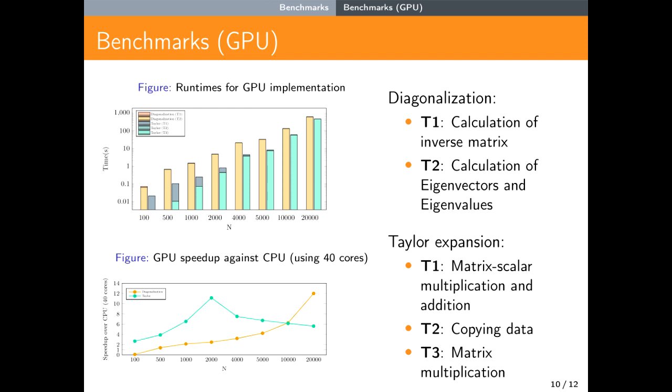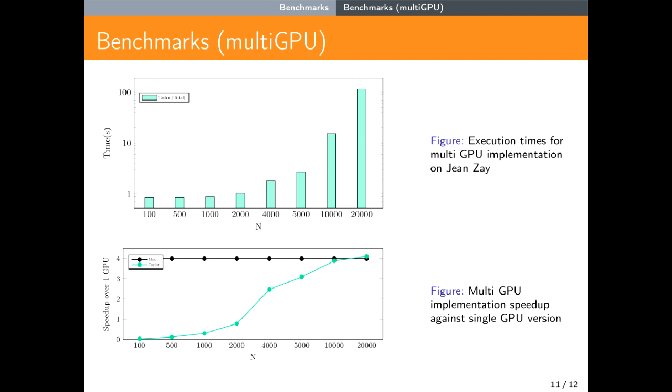as you can see in the second figure. And finally, for the MultiGPU version, we couldn't finish an efficient implementation of the diagonalization, so we just have the Taylor expansion. And as we can see in the results, we have a very efficient implementation, since for the big instances like 20,000 and 10,000, we have perfect speedup, since we have 4 GPUs in GNC and we obtain 4x speedup.